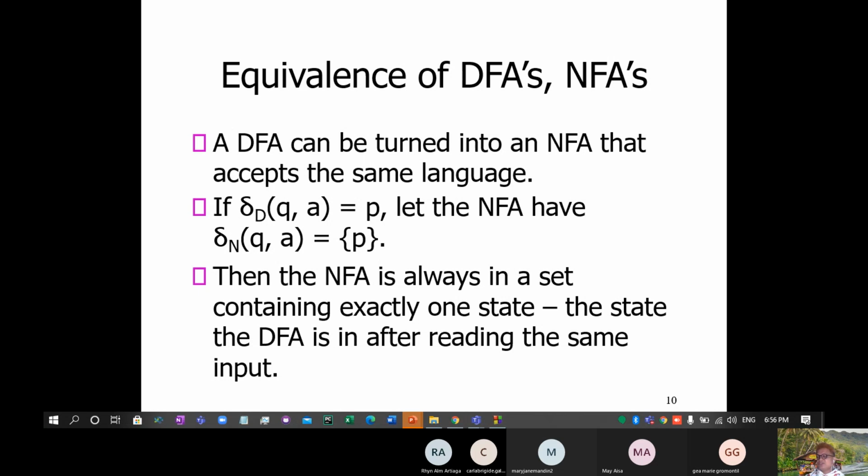So murag ingana ang explanation. Naay mga butang nga dapat NFA na lang siya aron dili mutaas. Pero ang mga DFA deterministic man na siya, so pwede kayo na nimo NFA, so ma-shortcut siya. So kung DFA, naay possibility nga ma-shortcut na siya nimo. Okay? So if delta D of Q, A is equal to P, let the NFA have delta N of Q, A equal to P. So kung pareha ra sila ug gi-input, equivalent ra sila. Then the NFA is always in a set containing exactly one state, the state that the DFA is in after reading the same input.